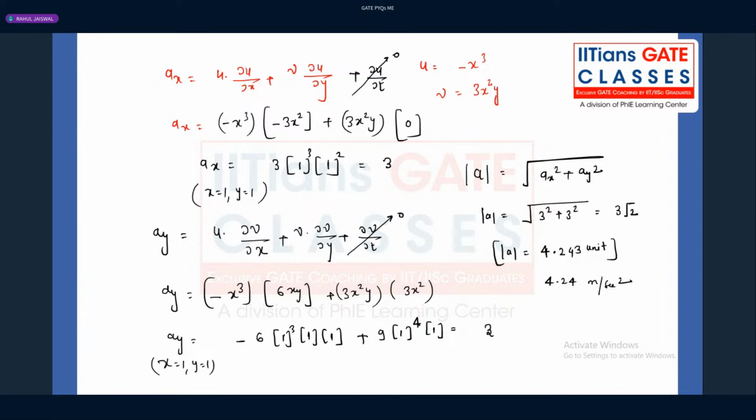Y component of acceleration, if you try to substitute u into dou v by dou x, plus v into dou v by dou y. So u is what, guys? Minus x cube, dou v by dou x. What is the dou v by dou x? It is 6xy, plus v is 3x square into y. Again, what is the dou v by dou y? It's nothing but 3x square. So finally, if you try to substitute the values, again you are going to get 3, right? So this would be our answer, guys. 3 root 2, right?